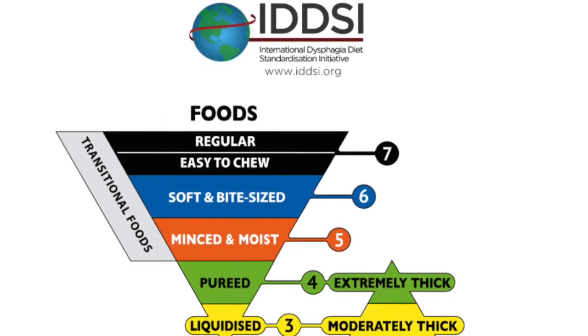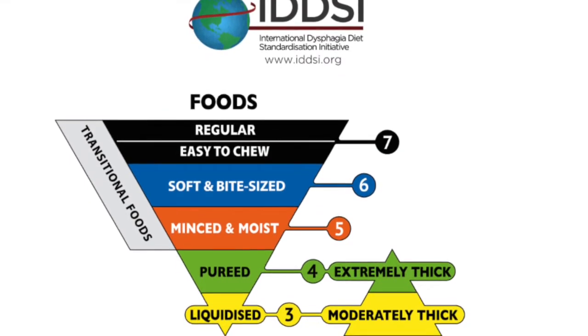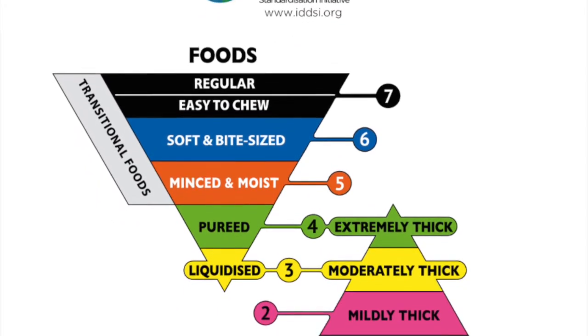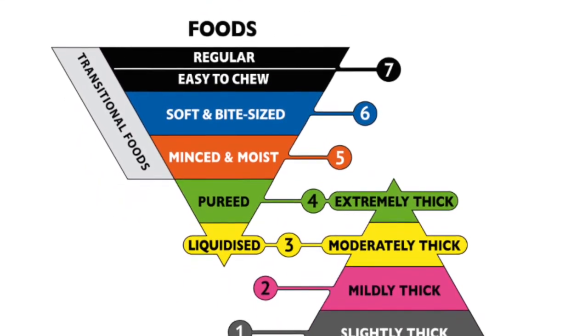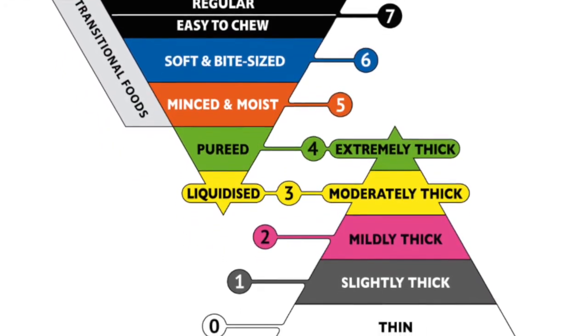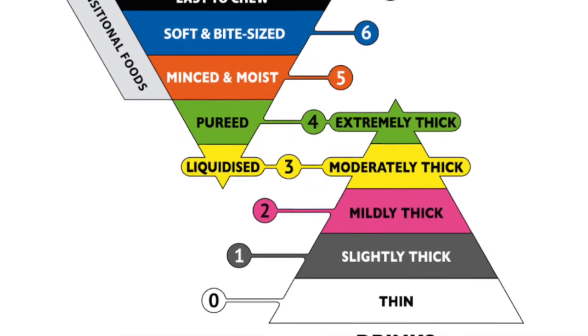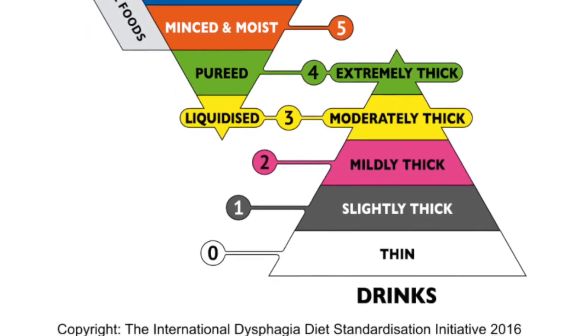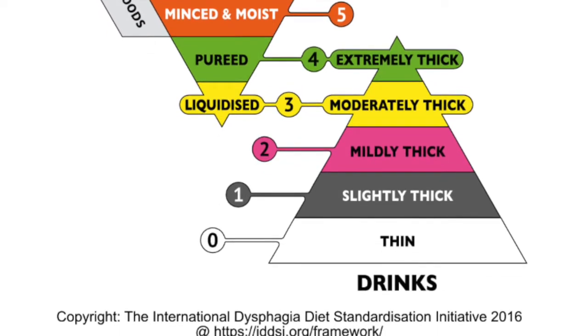The IDDSI dysphagia diet framework, as shown in this picture, is explained in a pyramid form. The IDDSI framework consists of a range of 8 levels from 0 to 7. The drinks are measured from levels 0 to 4, and the foods are measured from levels 3 to 7.